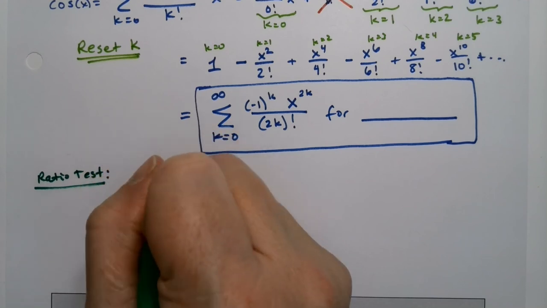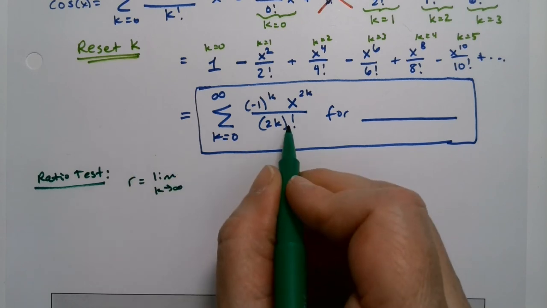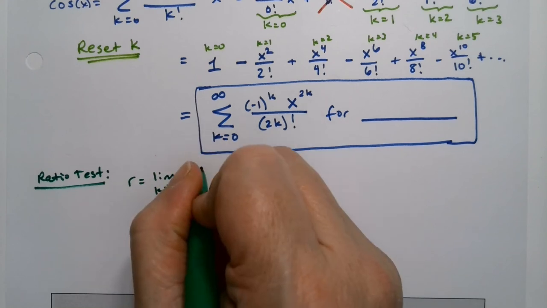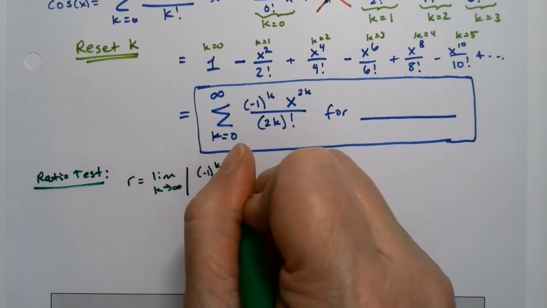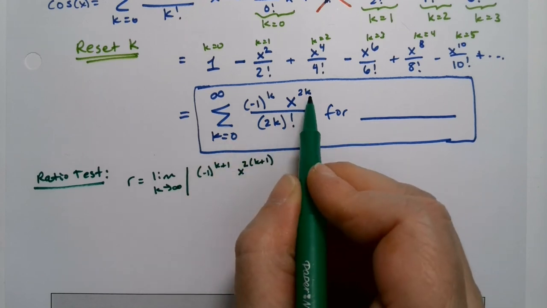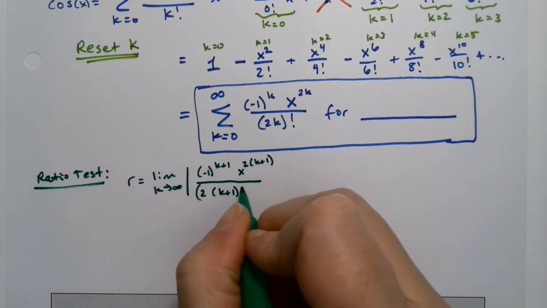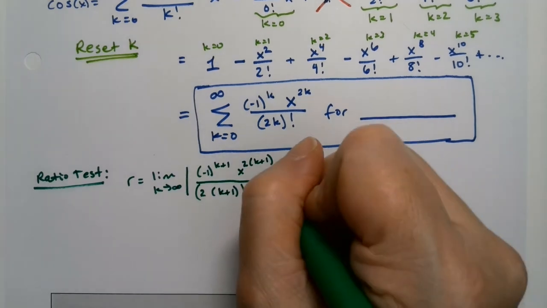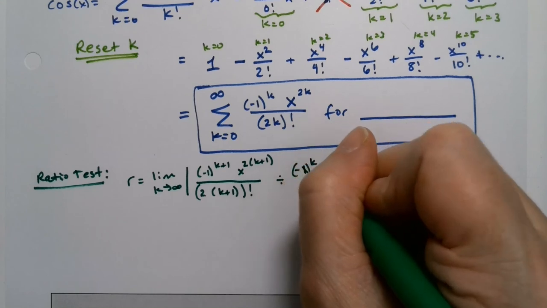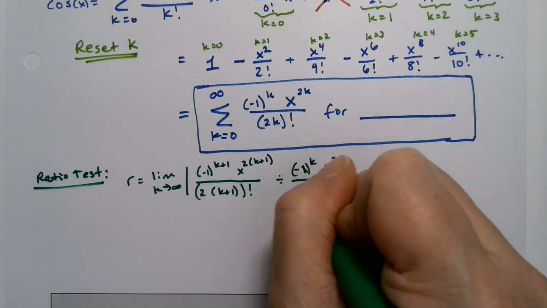So the limit as k goes to infinity, and we want a sub k plus 1 divided by a sub k. But realize what that means. If I take a sub k plus 1, that's negative 1 to the k plus 1, x to the 2, parentheses, k plus 1, right? So k turns into k plus 1, over 2 times k plus 1 factorial. And that's going to be divided by negative 1 to the k, x to the 2k over 2k factorial.